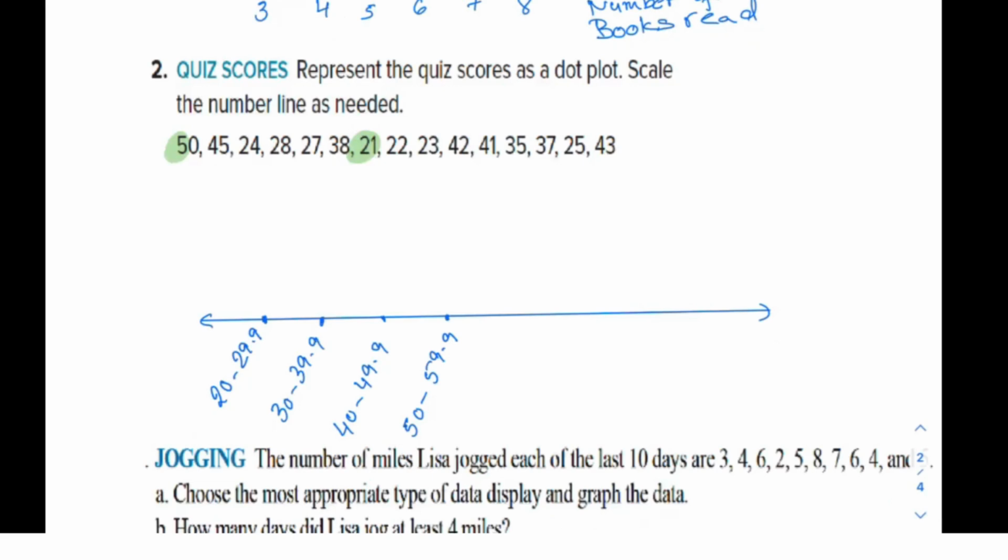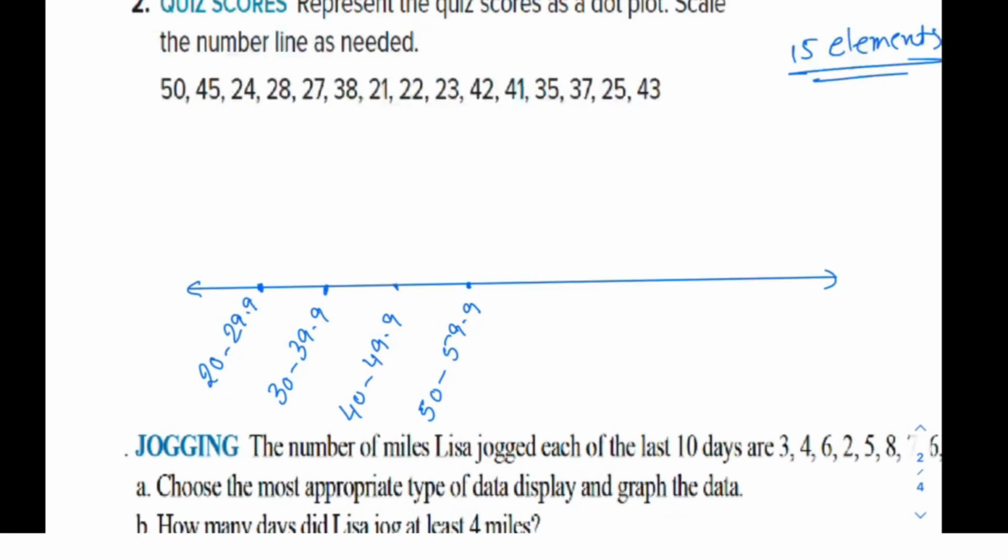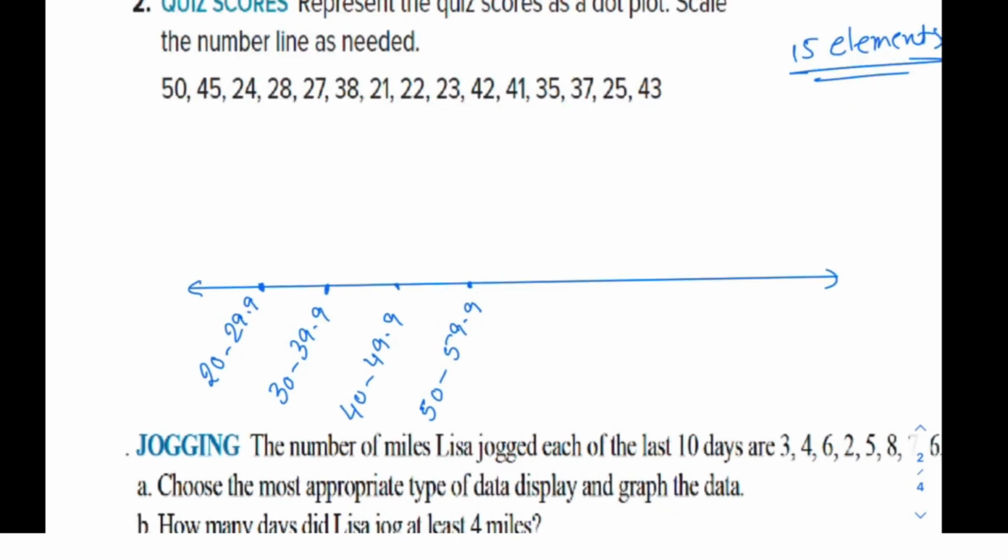Let's make sure that the total number of elements is 1, 2, 3, 4, 5, 6, 7, 8, 9, 10, 11, 12, 13, 14, 15. We have 15 elements. We should count by the end of plotting and make sure that we have copied everything. Let's start. All the 20s we have here: 1, 2, 3, 4, 5, 6, 7. So we put 1, 2, 3, 4, 5, 6, 7.